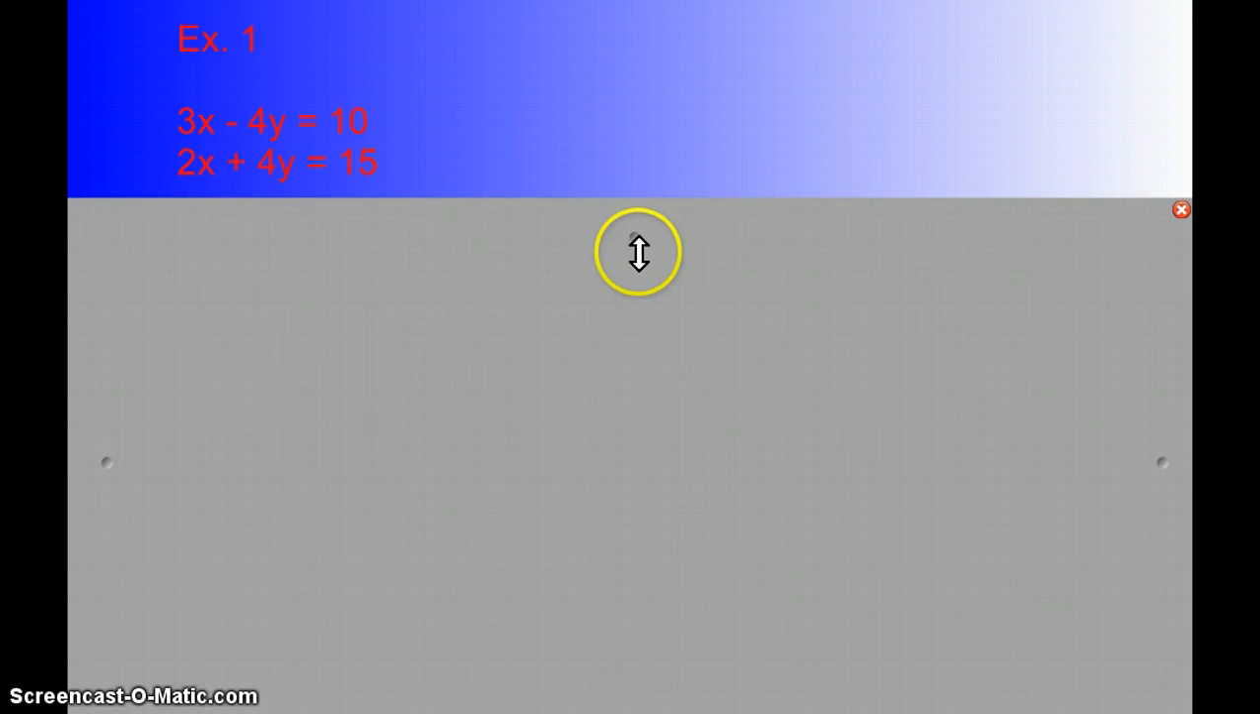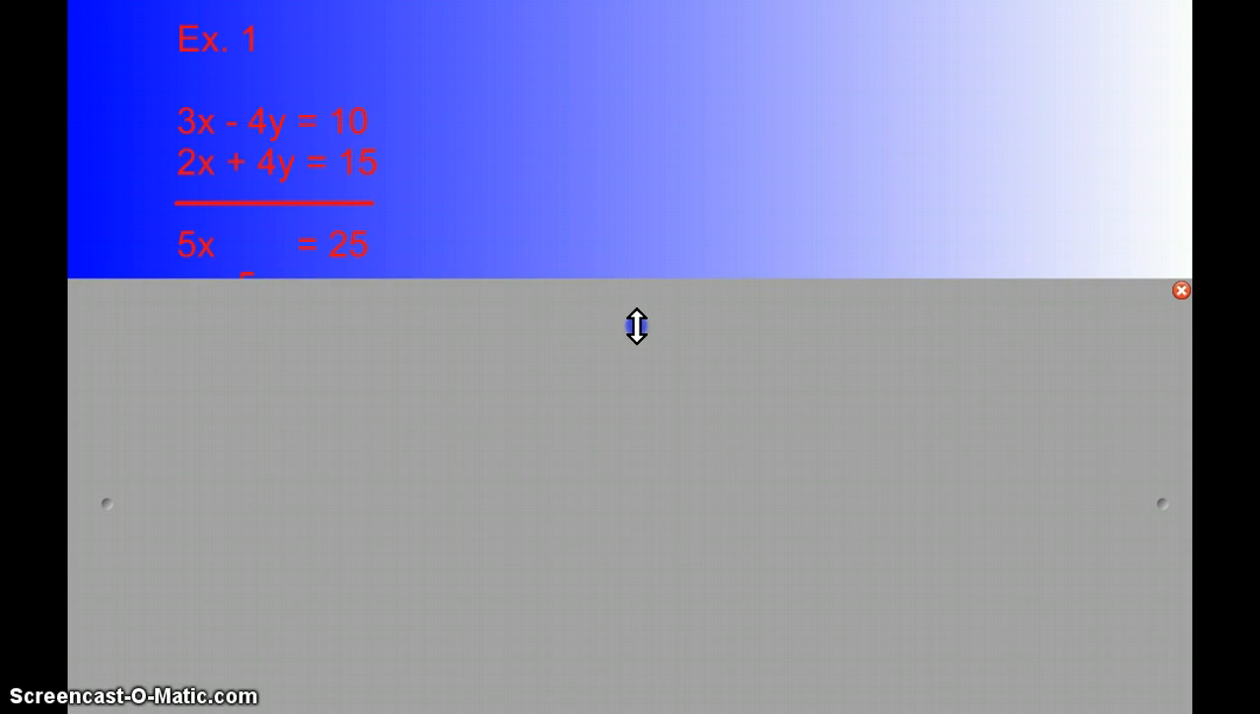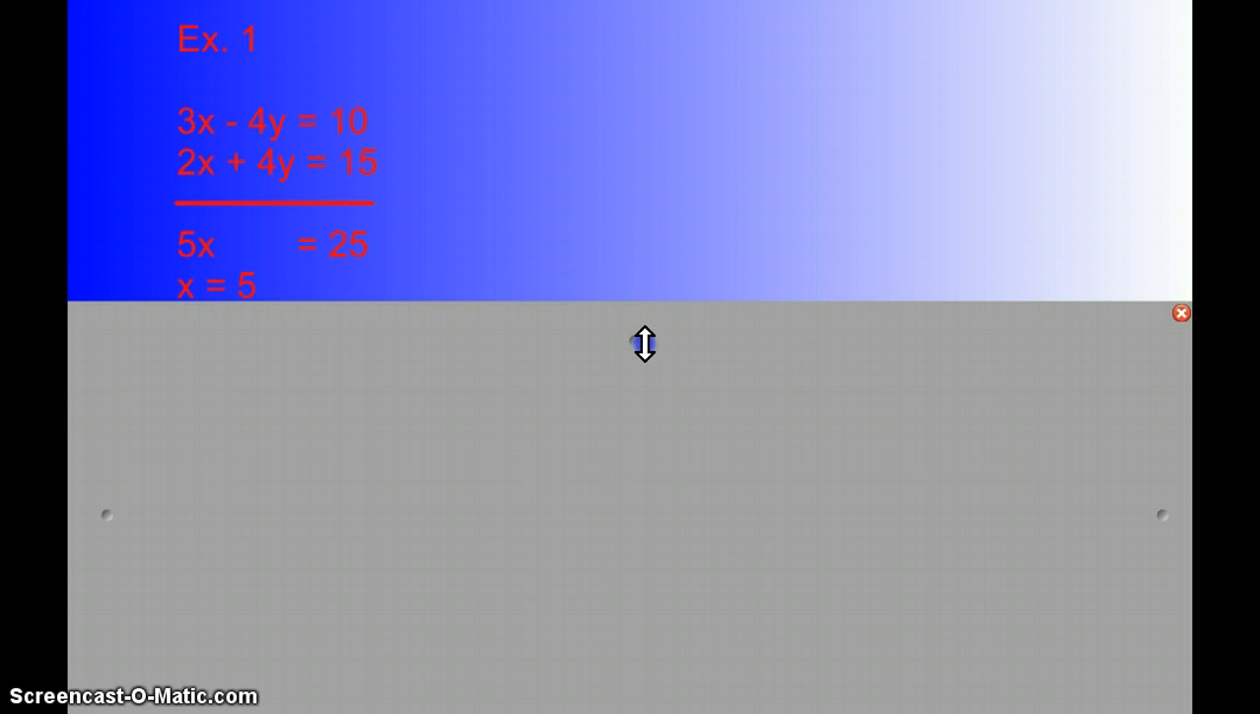So if you look here, 3x plus 2x gives me 5x. When I add my negative 4y and my 4y together, I get 0, which eliminates that variable, hence the elimination method. And when I add 10 and 15, I get 25. Just like substitution, where our goal was to get to an equation in one variable, today we're going to eliminate one of the variables so we can get to an equation in one variable. So we get 5x equals 25 for our new equation. We solve that, giving us x equals 5.